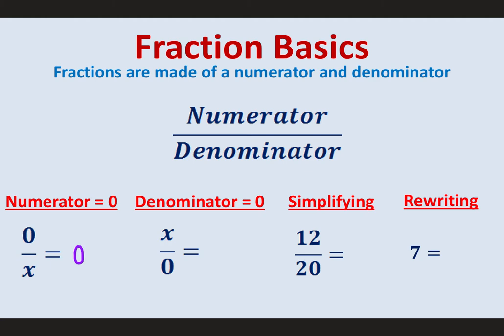The way you should think about this is the numerator is the number of things you have, and the denominator is the number of possible things. So if you have 0 of the possible things, you have 0. But if the bottom's a 0, then it's not 0. It's what we call undefined.